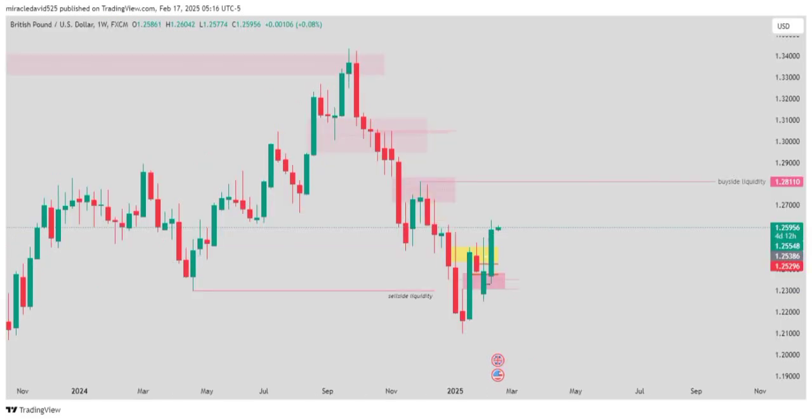Okay, this is a weekly chart of the pound dollar, and our expectation on the dollar is bearish. Since the pound dollar is inversely correlated with the dollar index, we'll be expecting bullishness here. Pound dollar and euro dollar are inversely correlated with the dollar index. Whatever the dollar index is doing, we're expecting the opposite in these two other assets.